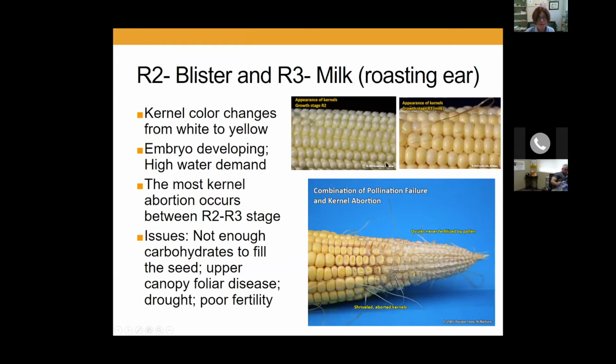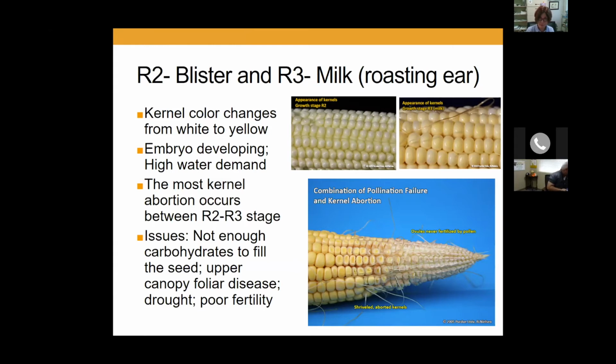So the next two stages are blister and milk stage, or the roasting ear, which is great for folks that like sweet corn. I'm going to talk about these together because at these two stages, the corn plant is basically going to determine the final number of seed on that cob.